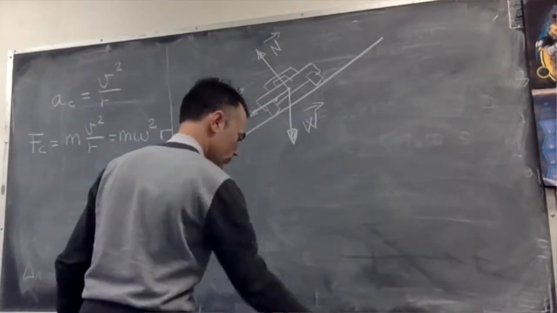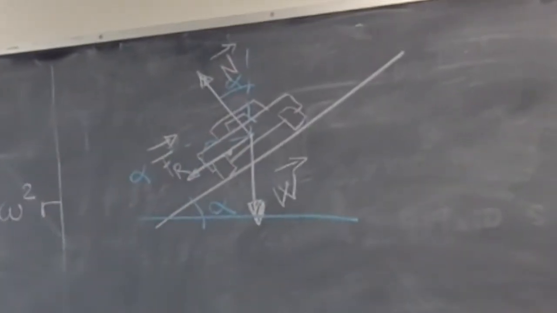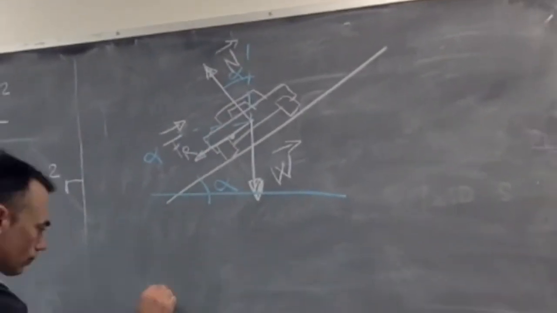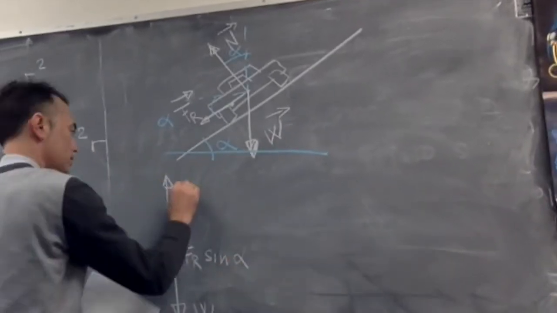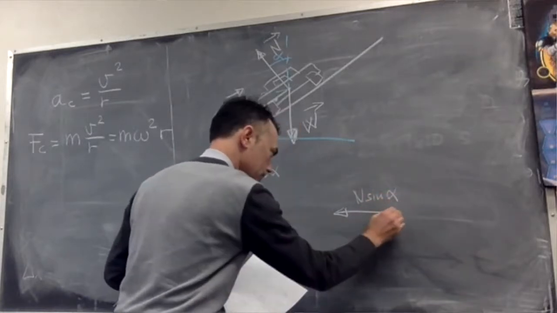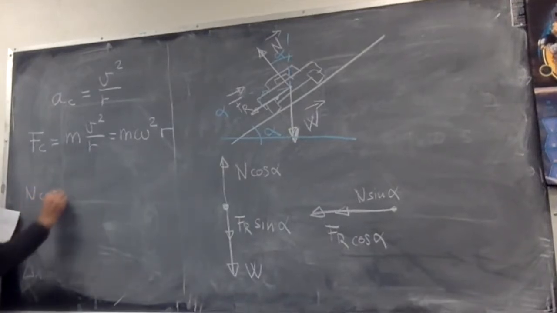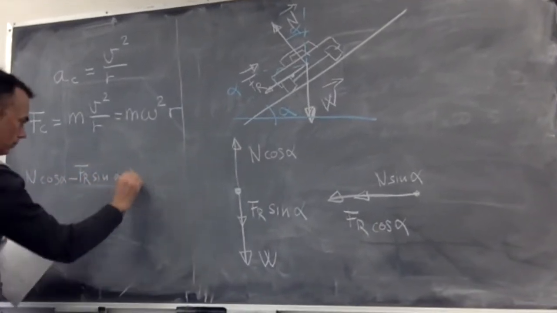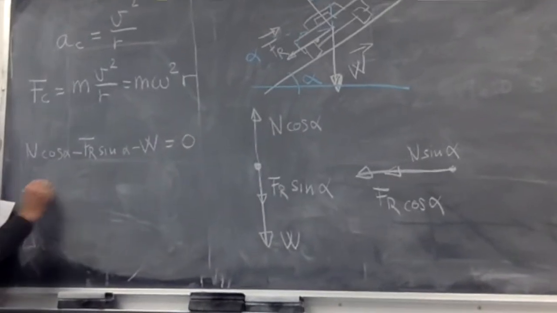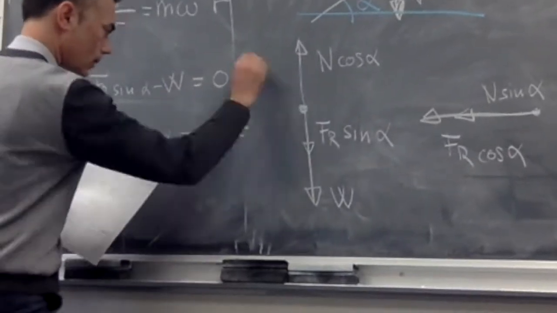If we decompose into vertical and horizontal axes, we have that for the vertical there is the weight pointing downwards and the normal force times the cosine of alpha pointing up. In the horizontal axis we have the friction pointing to the center of the curve and the normal force times the sine of alpha also pointing to the center of the curve. In the vertical axis there is no acceleration, so it is equal to 0. In the horizontal axis we have the centripetal acceleration, so this is equal to m times v squared divided by r.